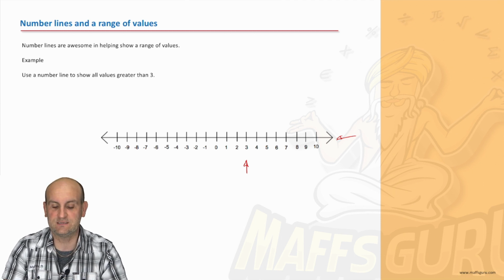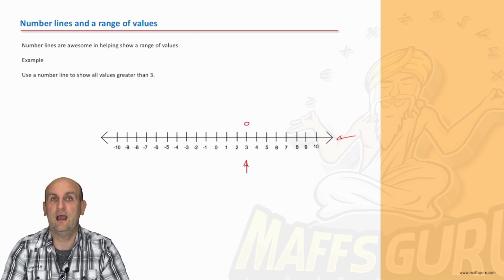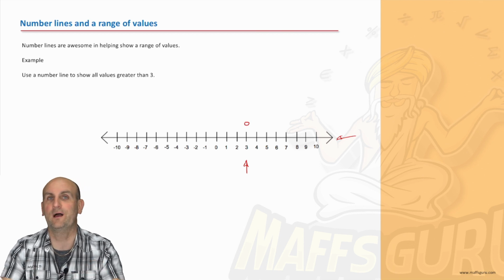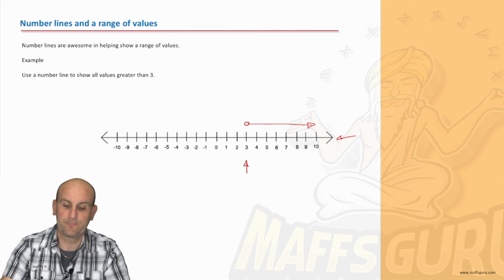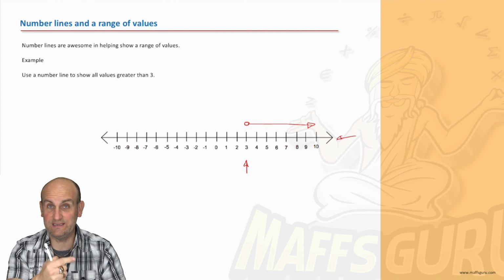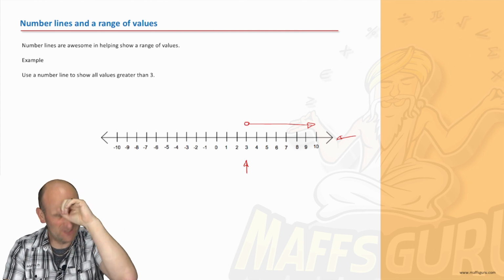Now, how do we express that? Well, funny enough, the first thing I'm going to do is draw a circle at 3. Now, it's an open circle, and we'll come back to why it's open, or not coloured in, in a moment. And I'm going to draw an arrow that goes that way to the 10 and beyond. Now, that arrow is pointing that way because it basically says, hello, I'm just going to keep going.